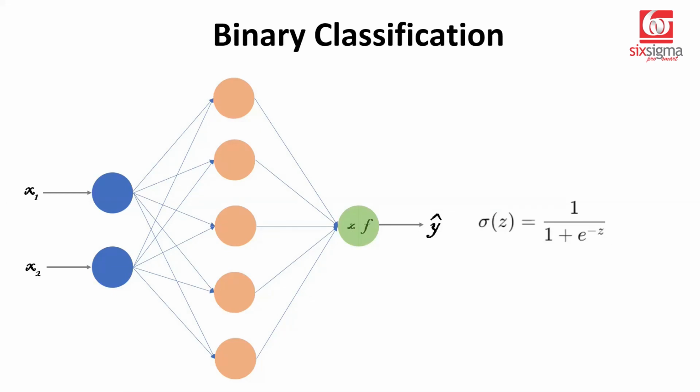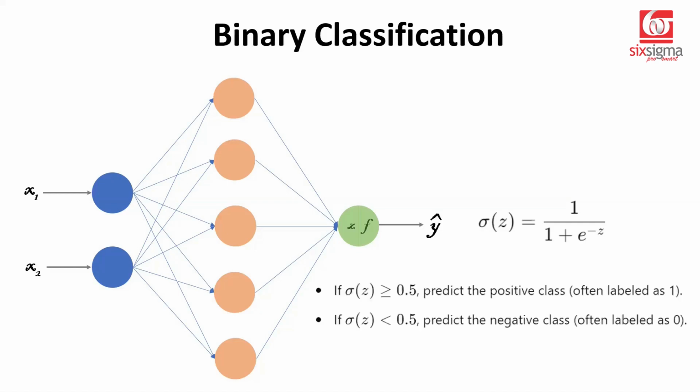And how do we get the value of y hat in this case? It's based on a decision rule. If this expression evaluates to a value greater than or equal to 0.5, we used to say this is class 1, or the positive class. And if this evaluated to less than 0.5, we used to say this is class label 0, or the negative class. Simple decision rule based on a sigmoid.